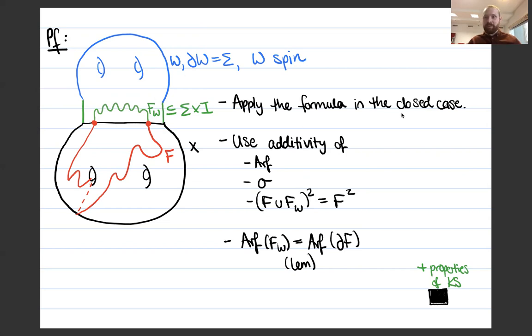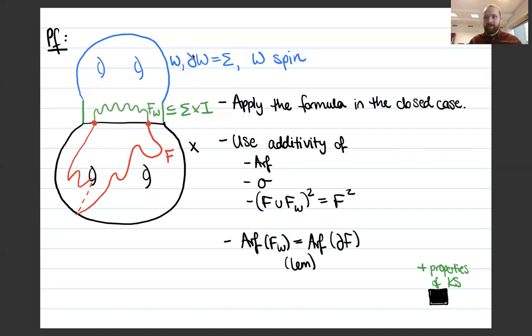You apply this closed formula that we started the talk with. That closed formula involves the Arf invariant of this now whole surface here, and that Arf invariant can be split by the additivity of the Arf invariant. So you get the Arf invariant of this F sub W, and the Arf invariant of F. The signature of this whole four-manifold can be computed again by additivity, so-called Novikov additivity. It can be computed as the signature of X and the signature of W.